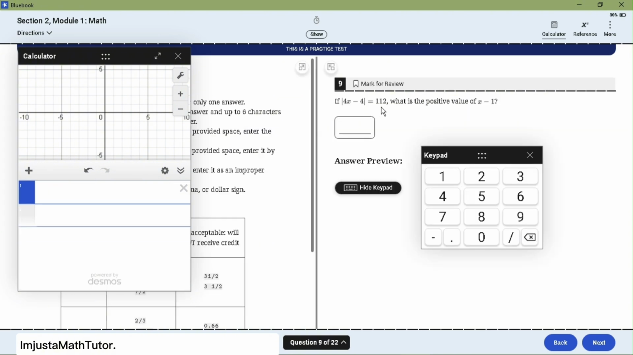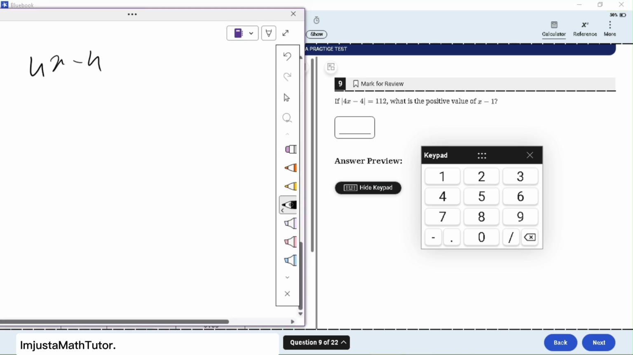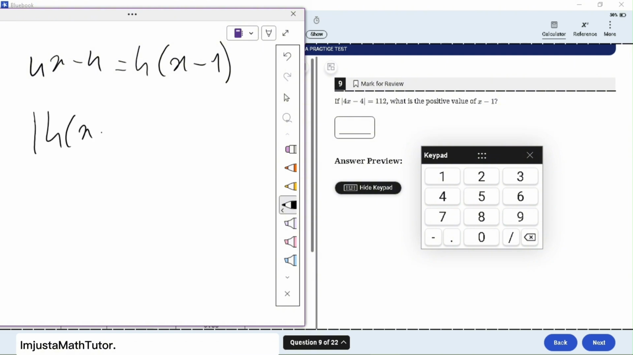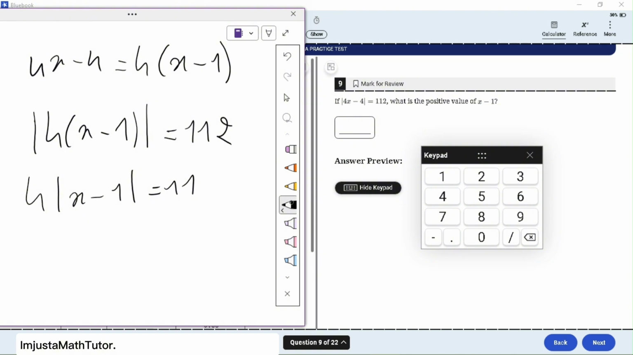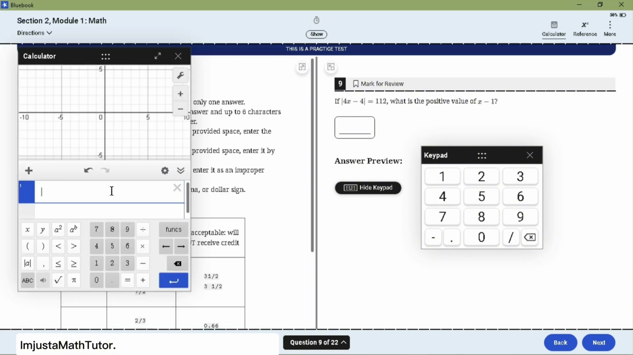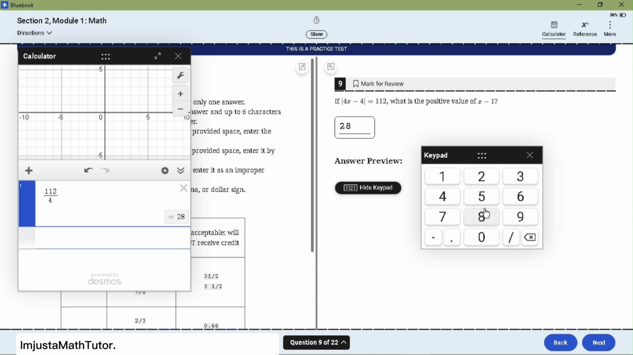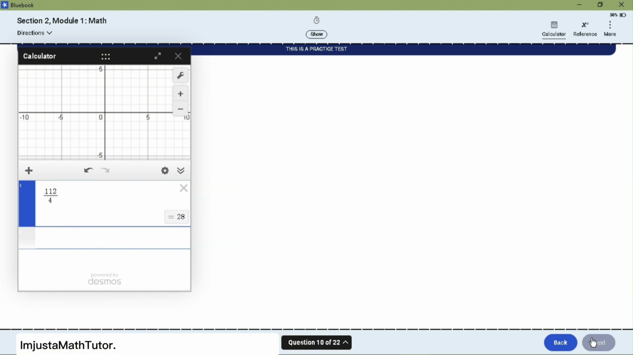The key to notice here is that for x minus 4, if we take the 4 out, it's going to give us x minus 1, which is what we're looking for. Now 4 is a positive number, so we can take it out from our absolute value. We just have x minus 1 left. And now we divide both sides by 4. And now we get the positive value of x minus 1. And we know that it's the positive value for sure because it's the absolute value.